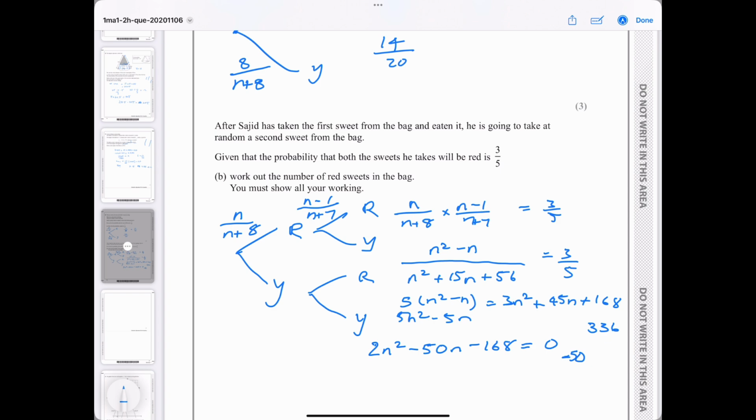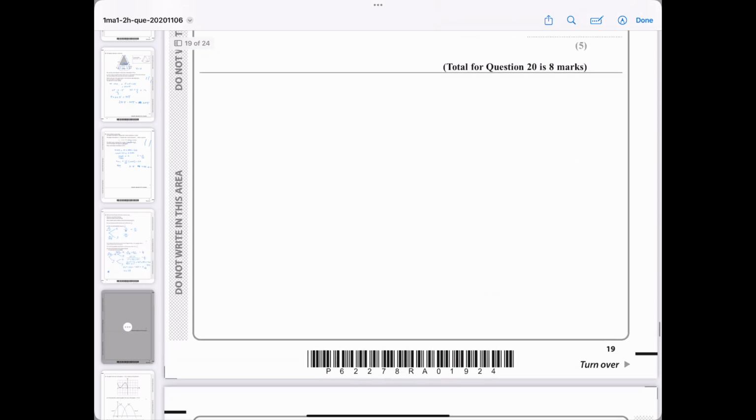Well, I've just put it into my calculator, I'm going to be honest. And that gets me... I know that the actual answer is n equals 28. So at the beginning, n equals 28. That'll do. And otherwise it equals minus 3, and you can't have minus 3 in a bag.